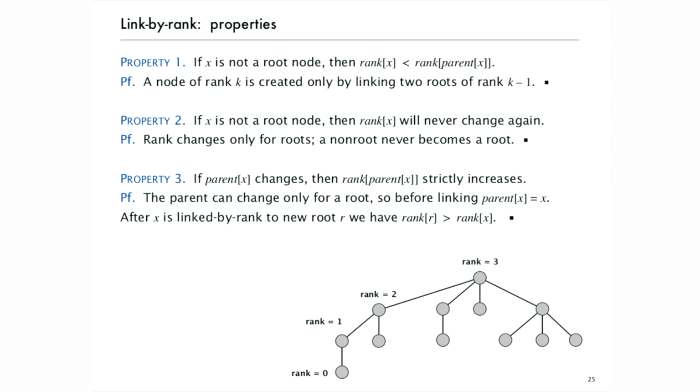But in any case, when you link, either the current parent which I am going to make has strictly larger rank than me, then perfectly fine, or artificially we increased it by 1, right? So this is what it says, right? After X is linked by rank to new root R, we always have that rank of R is greater than rank of X. This is always true. So what does it mean? If parent of X changes, then rank of parent of X strictly increases.